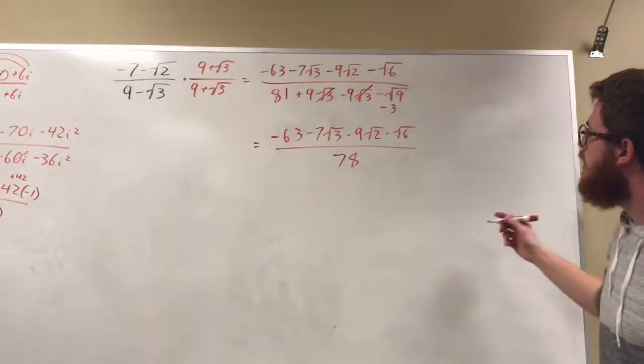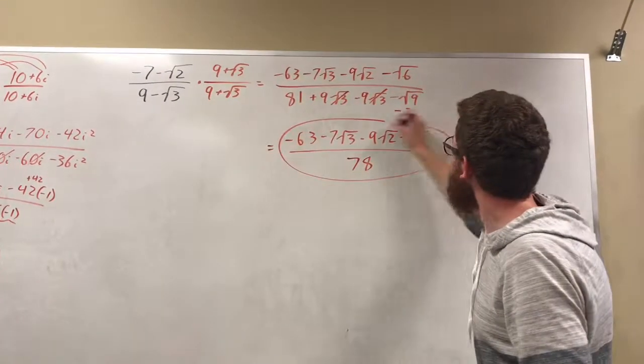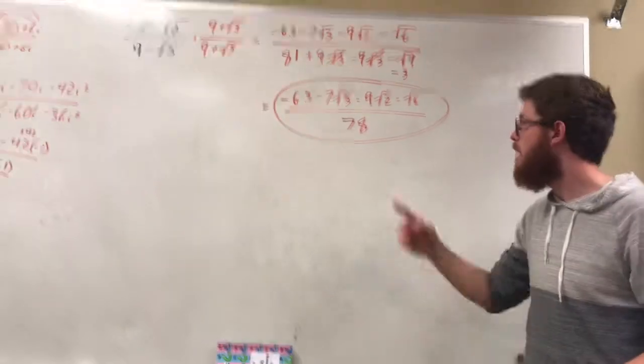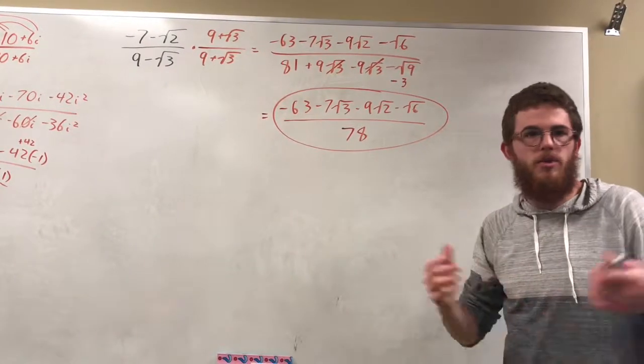And we can't do anything else. Can't simplify this anymore, so we leave it the way it is. We don't have a radical on the bottom anymore, so we're done.